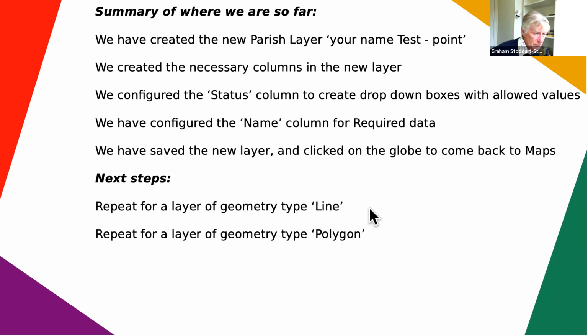And you probably don't need to repeat it for polygon if you still have this morning's work. So you've already done that. So could you just do a repeat of that for a line entry? So a layer for a line entry. And I'm sure you can remember that we're going to do three columns: name, date, and status. And you can remember all the original stuff.